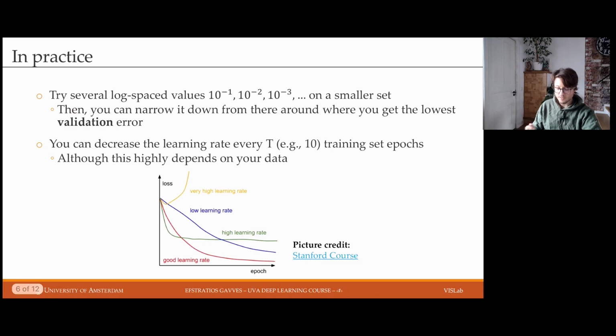And in practice, we try several log-spaced values to begin with on a smaller set, and then we narrow it down from there based on what gives us the better validation error. We can decrease the learning rate every t epochs, as we saw in the step decay, and we also need to understand that this, of course, depends on our data. So try it on your validation set and see what works better.